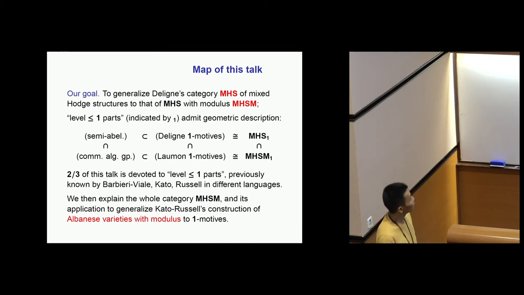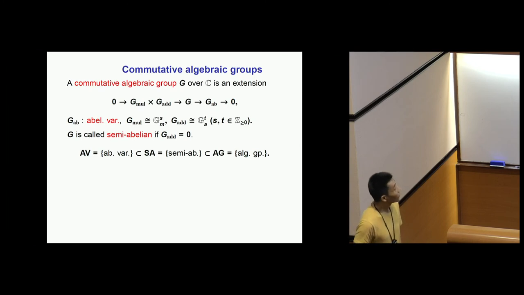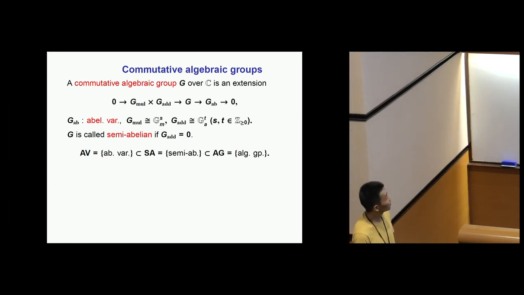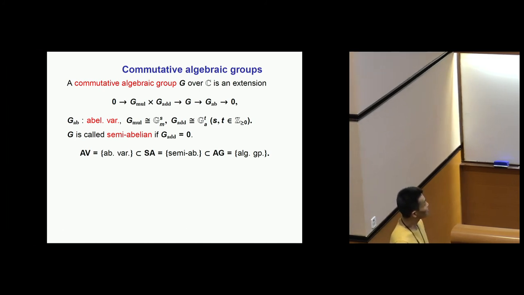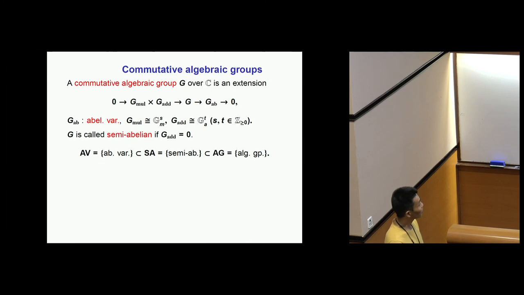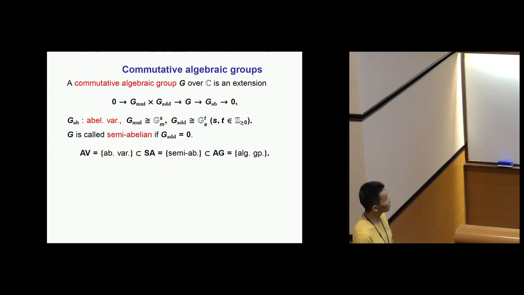Okay, so I will start with this part. This is very basic: commutative algebraic groups. This is a very basic fact from algebraic geometry. Recall that any connected commutative algebraic group G over C is always an extension of an Abelian variety, denoted by G up, by a product of a multiplicative group and an additive group, G_m and G_a. We call it semi-Abelian if the additive part vanishes.